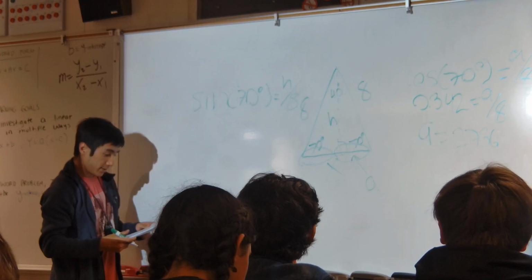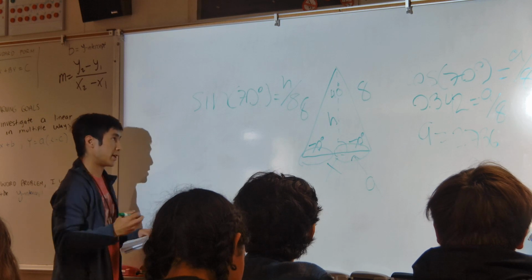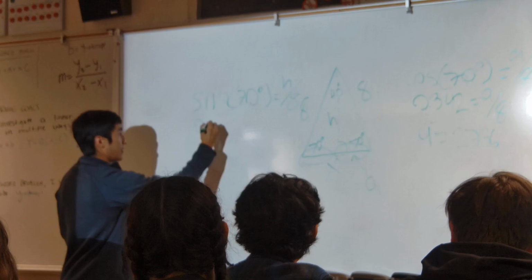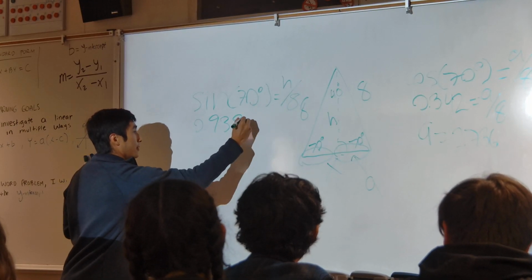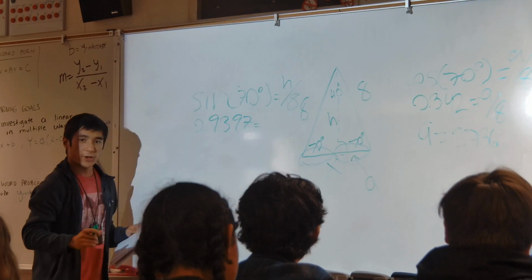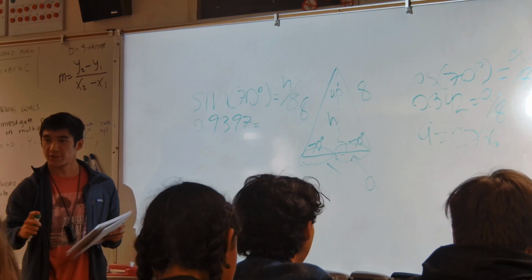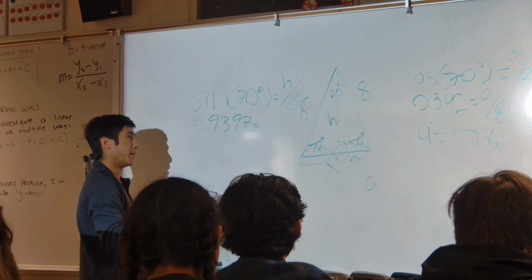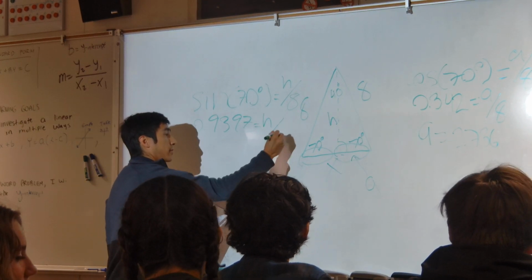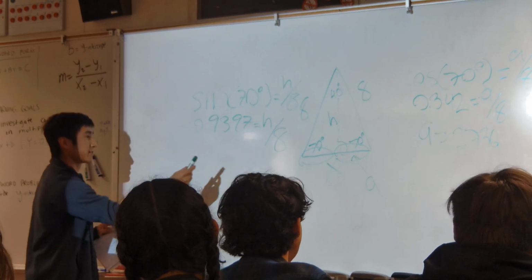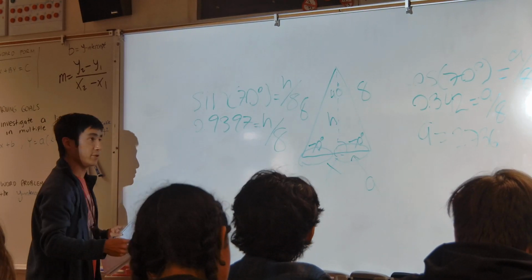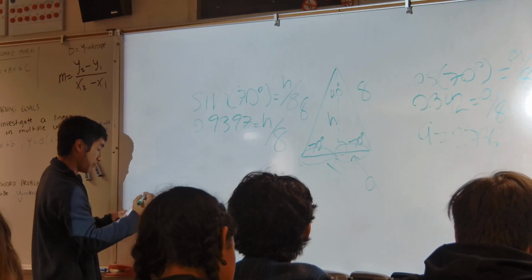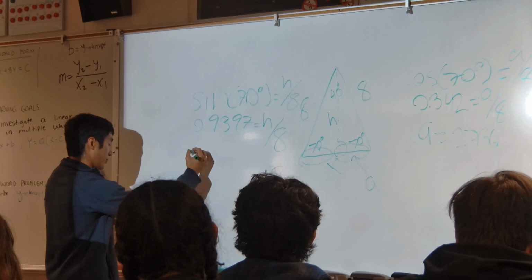So if you put sine in, you should get sine 70 into your calculator. You should get 0.9397. Does anyone have questions on how to put it in a calculator? You just have to put sine in and then just put in 70. Just clarifying that. It's equal to height over 8 because the identity of sine is opposite over our hypotenuse, which is 8. Bring the 8 over, and we should get the height is equal to 7.518.